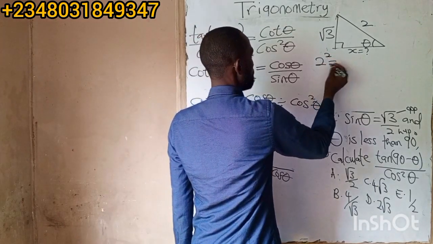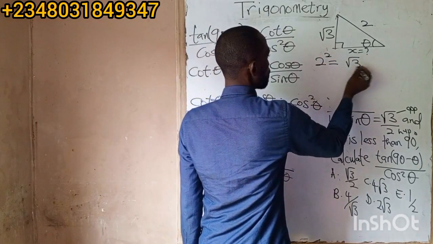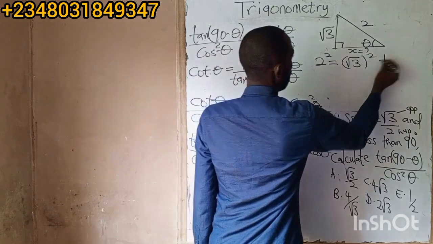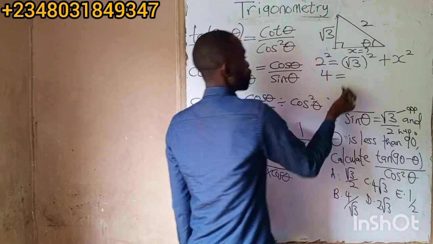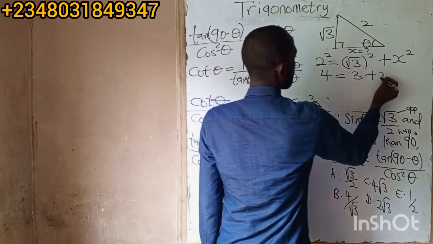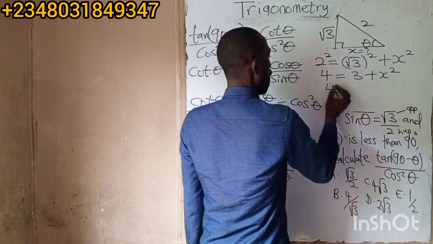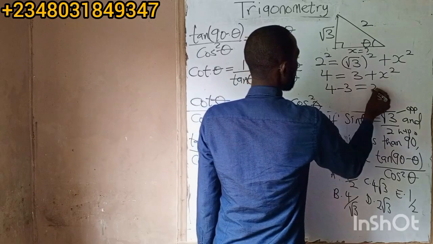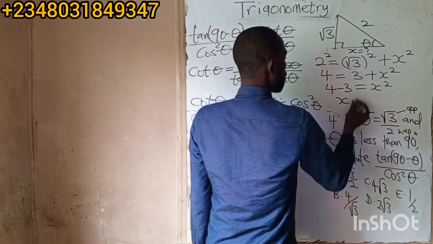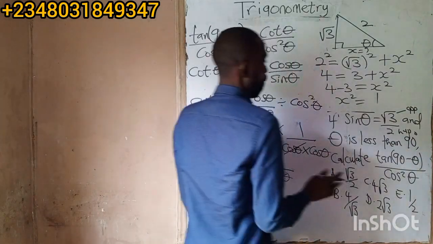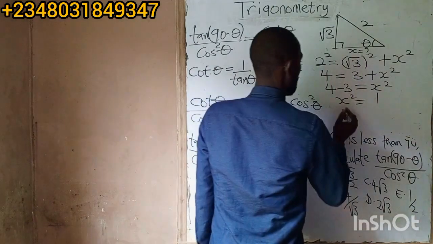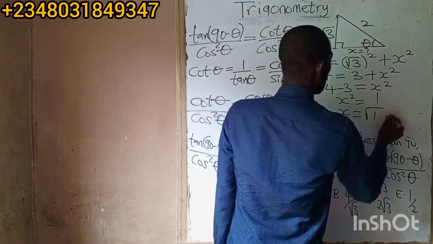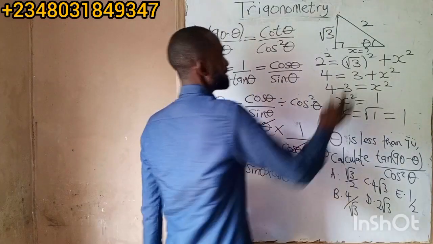So we have hypotenuse squared, which is 2 squared, equals opposite squared, root 3 all squared, plus adjacent squared, x all squared. This will be 4 equals 3 plus x squared. So we now have 4 minus 3 equals x squared. x squared equals 1. So our x will be root of 1, which goes to 1. So our x is 1.